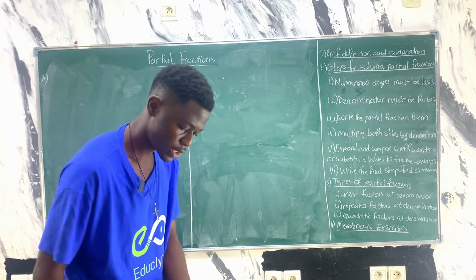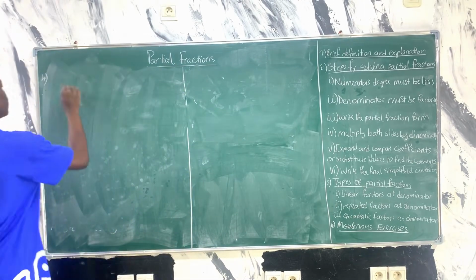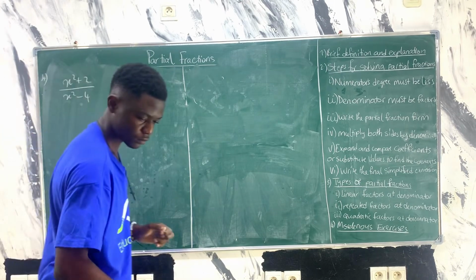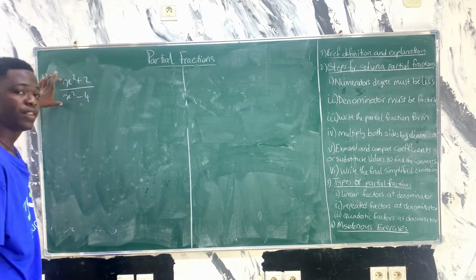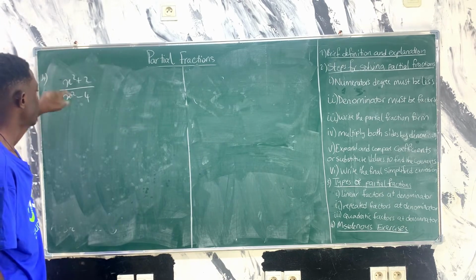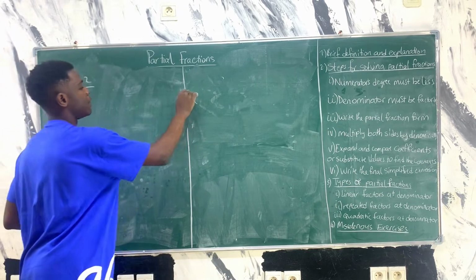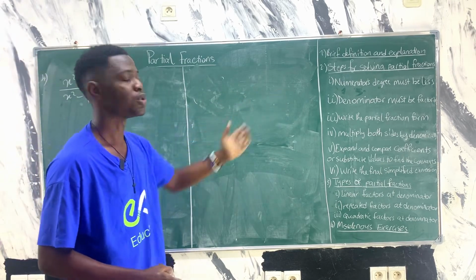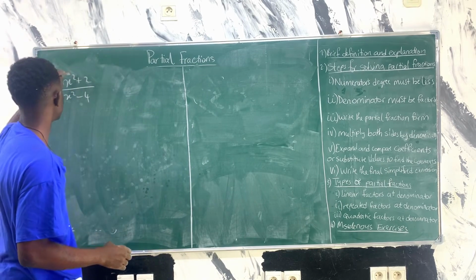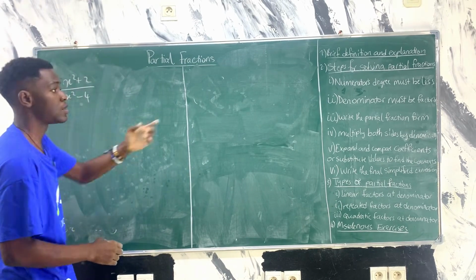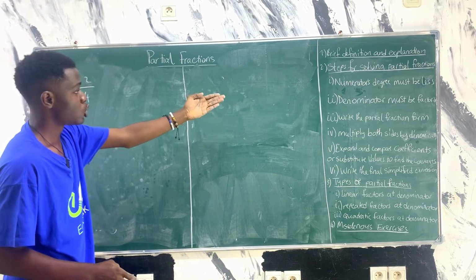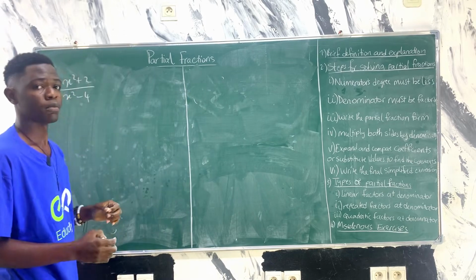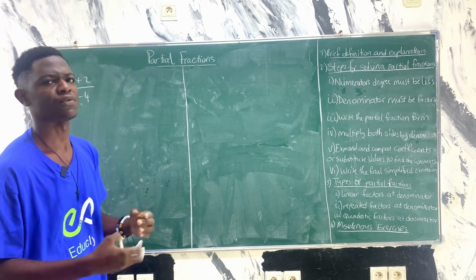Okay, for the second and last miscellaneous exercise, we have x squared plus 2 on x squared minus 4, to find a partial fraction. What do we do? The numerator's degree is 2. The denominator's degree is also 2. It is not less. It is the same.